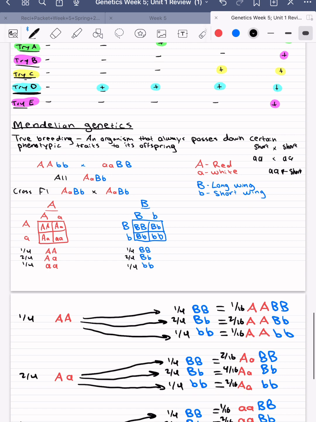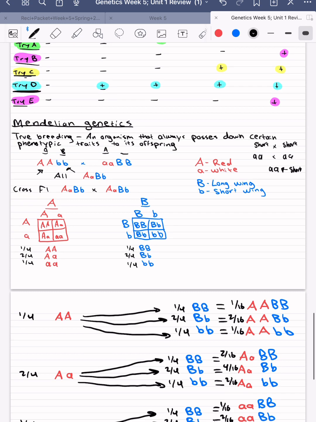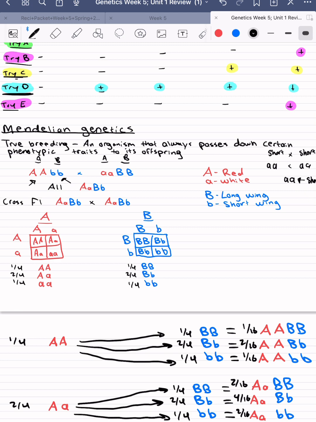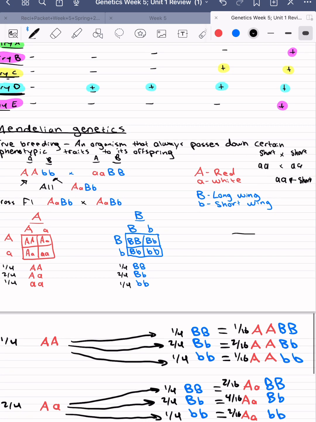All right. So here we have an organism that's homozygous dominant at the A gene, homozygous recessive at the B gene. We're going to cross that with an organism that's homozygous recessive at the A gene and homozygous dominant at the B gene. When you cross an organism that's homozygous dominant and homozygous recessive at the same gene, you're always going to end up with all heterozygous individuals.